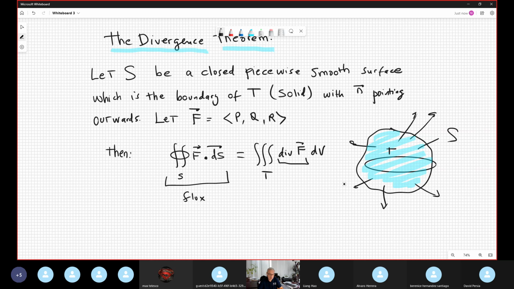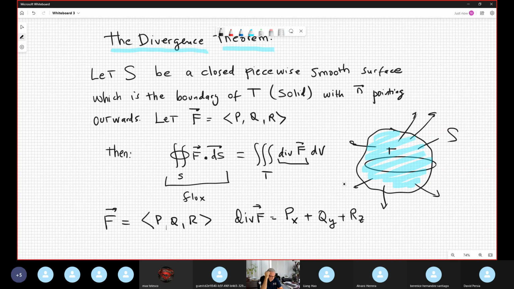So I recall, divergence: you have a vector field PQR, and the divergence of this vector field is computed easily. It is the partial derivative of P with respect to x, plus the partial derivative of Q with respect to y, plus the partial derivative of R with respect to z. It's super easy.